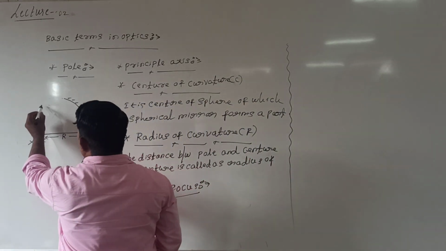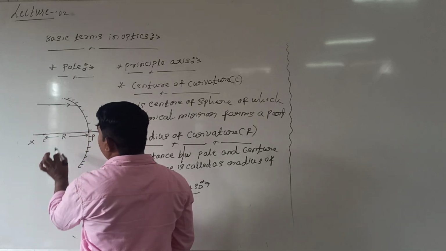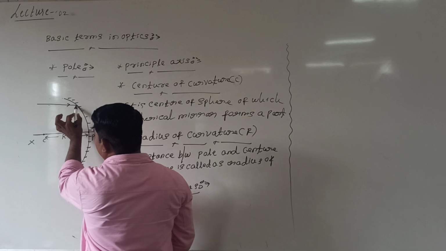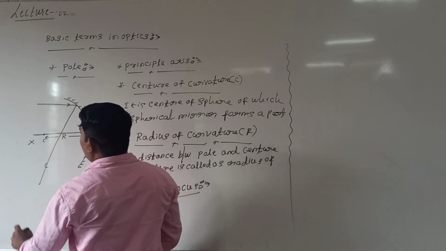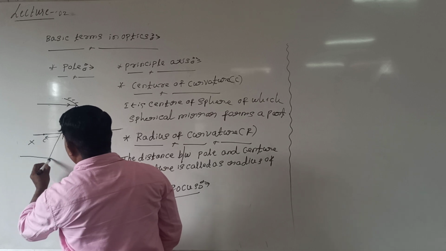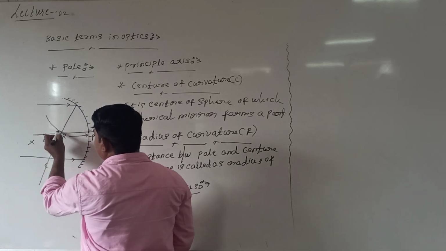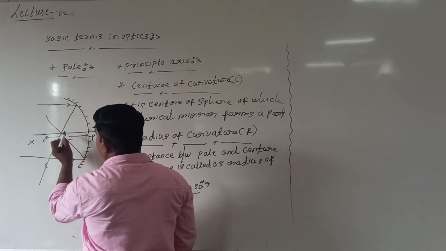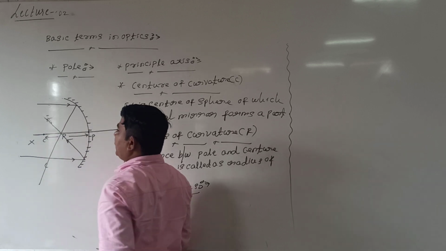On the concave mirror, shall I take one ray of light? This is one ray of light. After incidence, this ray of light is reflected like this. Right or wrong? Let us take one more ray of light incident here. After incidence, this ray is reflected like this. In this manner, this ray of light is reflected. Are you following?